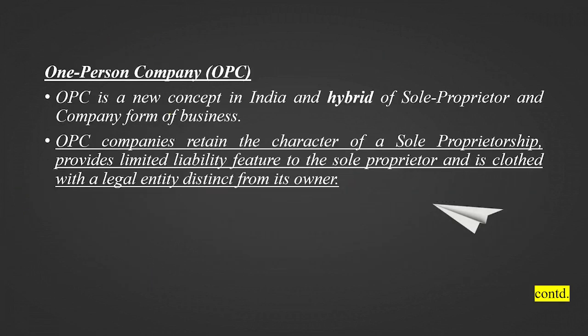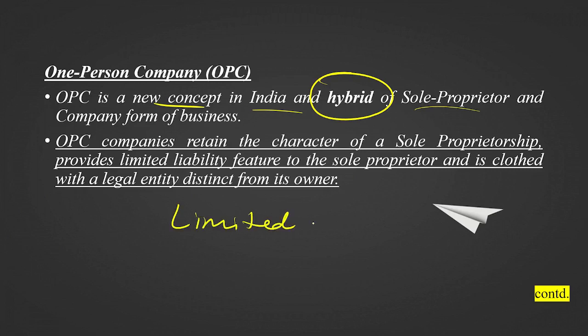Okay. OPC, One Person Company, is a new concept in India which is nothing but a hybrid of a proprietor and a company. So the OPC's main advantage is limited liability. The main problem in a sole proprietorship business is unlimited liability. Once you have an OPC, we don't have the disadvantage of the sole proprietor's unlimited liability. We have the advantage of limited liability of a one-person company.